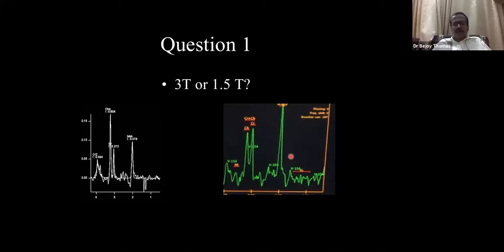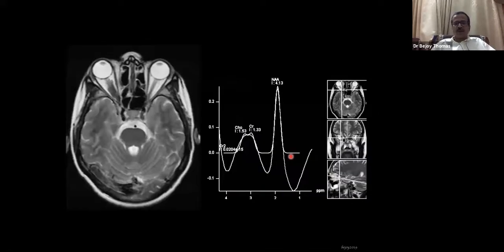The higher the magnetic field, the better the spectral separation, but it's mostly important for research purposes. In clinical practice, you can get very good spectroscopy even on a 1.5 Tesla scanner. More importantly, to get a good spectrum, this is a spectrum which we tried from a supposed meningioma of the intraconal location, the optic nerve sheath meningioma. If you put a voxel there, you are not going to get a good spectrum.